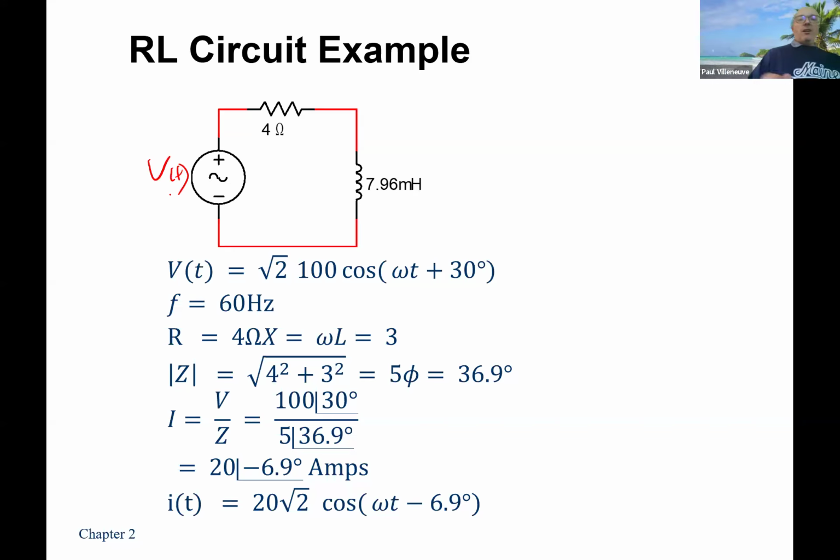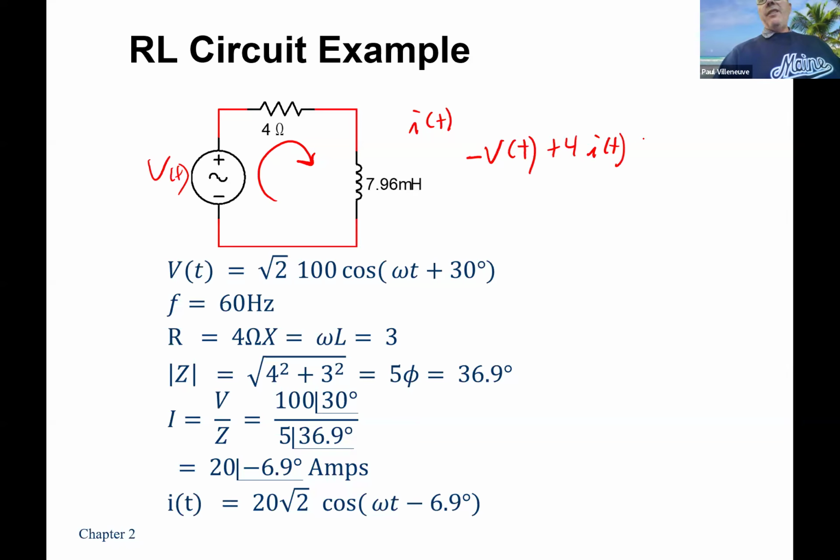If I wanted to solve for i(t), I can certainly do that, but here's my equation. If I use my KVL equation, I have negative v(t) plus 4 i(t) plus 7.96 millihenries times di/dt equal to 0. It's not necessarily an easy equation, although this is just a first order differential equation.